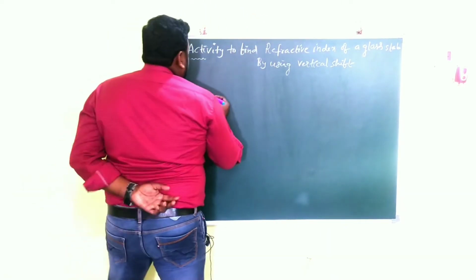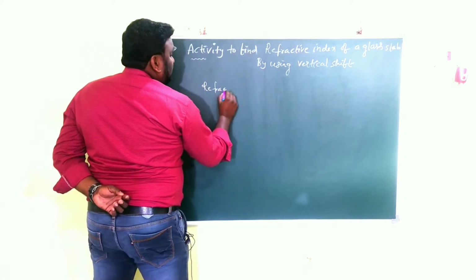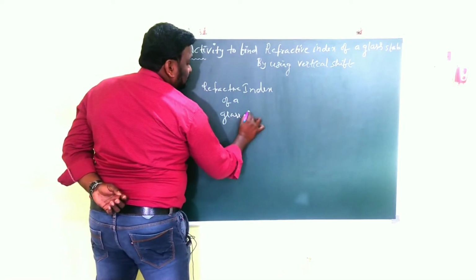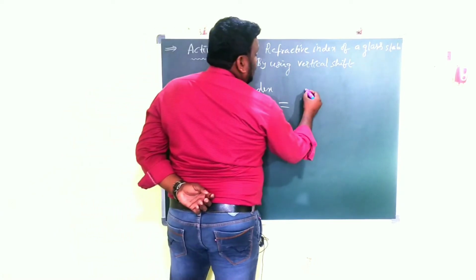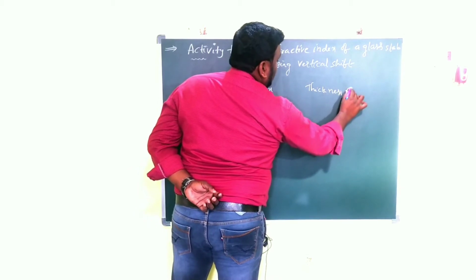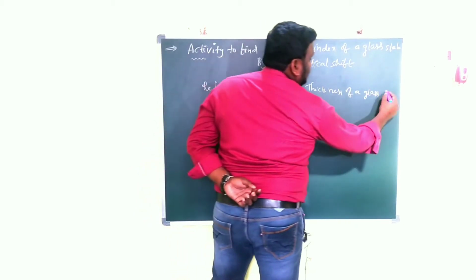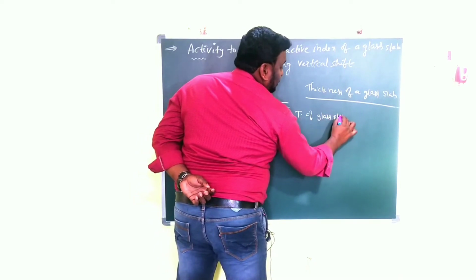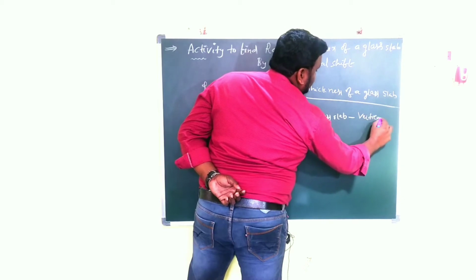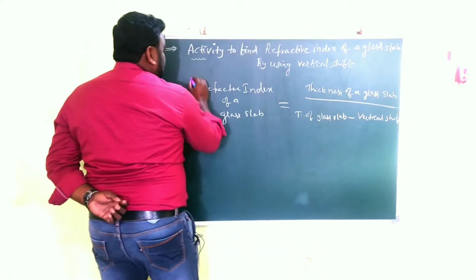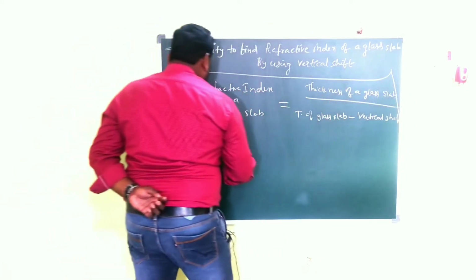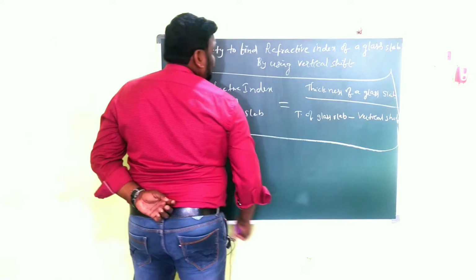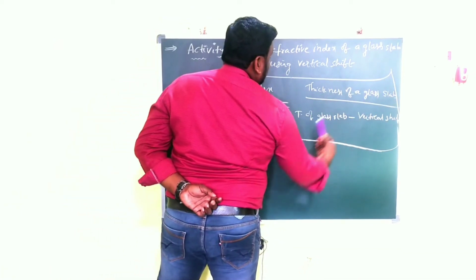Here, children, in general we have a formula: the refractive index of a glass slab is equal to the thickness of the glass slab divided by the thickness of the glass slab minus the vertical shift. By using this formula we are going to find the refractive index of a glass slab. What is the formula, children? Thickness of a glass slab by thickness of a glass slab minus vertical shift.